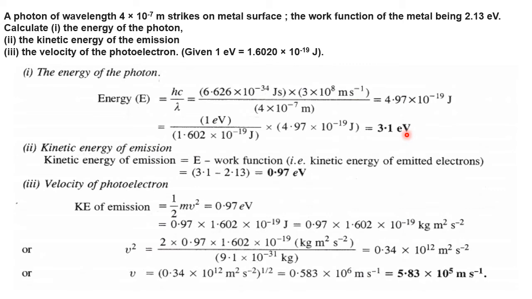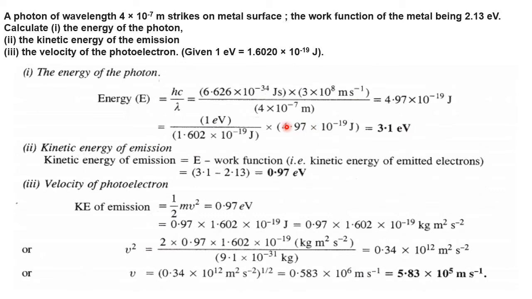So, energy of incident photon hν is equal to work function hν₀ plus kinetic energy of emitted electron. That is nothing but half mv². Correct? Please recall, I gave an equation hν equal to hν₀ plus half mv², or the kinetic energy. Right? Therefore, now kinetic energy equal to hν minus hν₀.